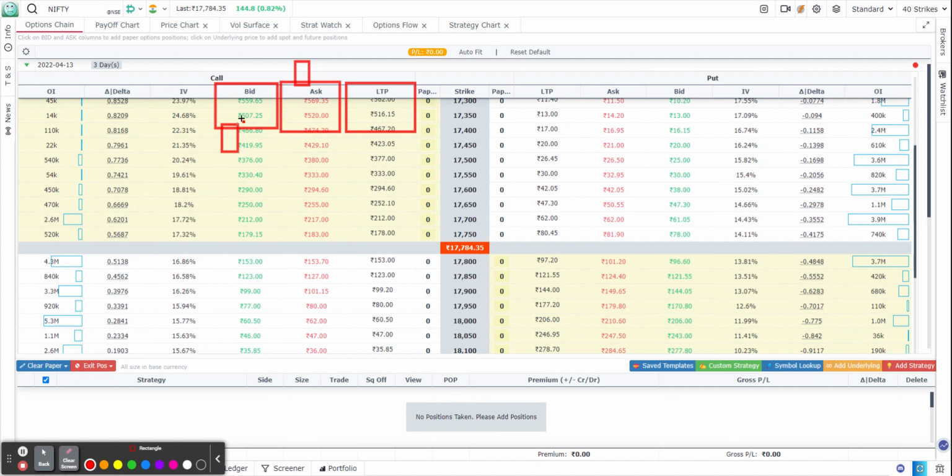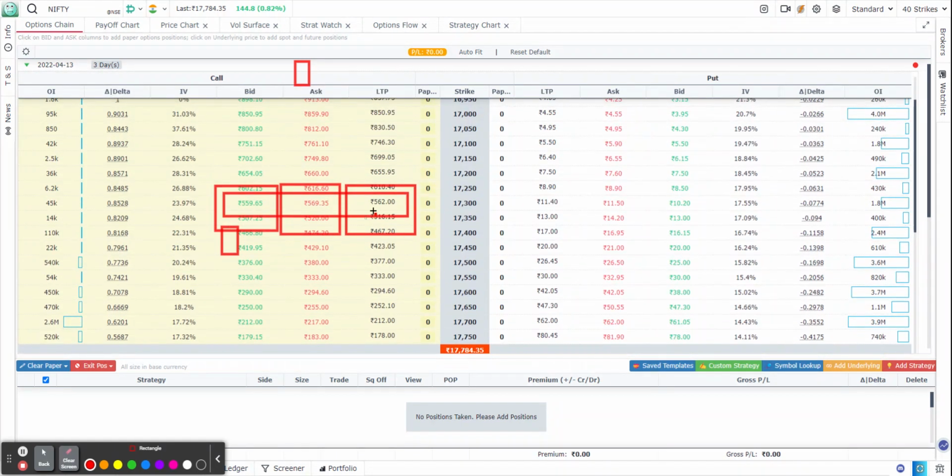Now, let's look at this particular example. You have a latest traded price of 562 rupees, the best bid is 559 and the best ask is 569. So there's a spread of almost 10 rupees here, and the LTP is probably the midpoint of the bid and the ask. So your paper trader should be able to account for this, which is very important in your trading.